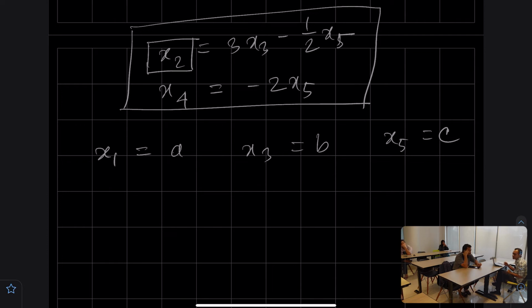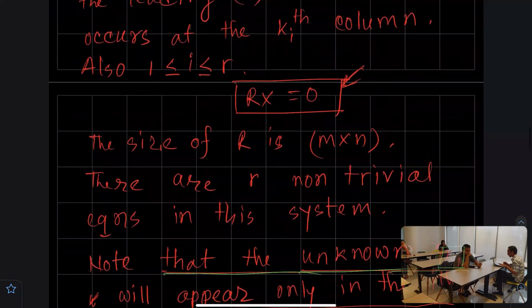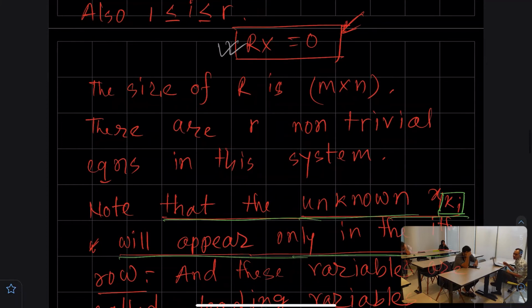Does that make sense? So I'm considering this system. This is a homogeneous system of linear equations. That means it has a solution, a trivial solution. x equal to 0 is the trivial solution for this system, right? It is always true for any homogeneous system.